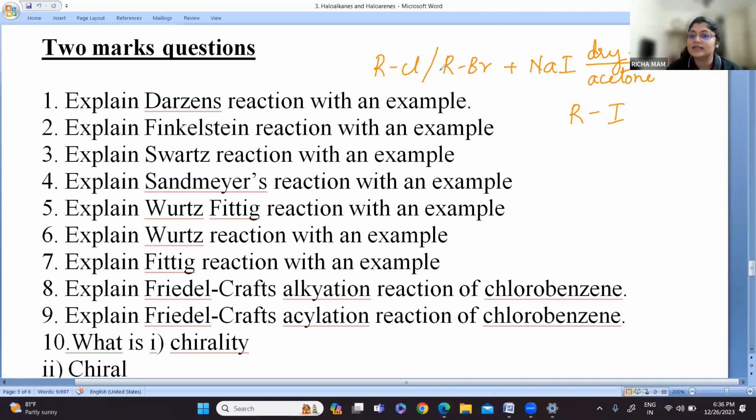So this is the statement. Whatever reaction you are writing, for that you have to give the explanation. That is, iodoalkanes can be prepared by the reaction of alkyl chlorides or alkyl bromides with sodium iodide in dry acetone. So this is the particular reaction. Now, this is the general equation. So I'll take an example.